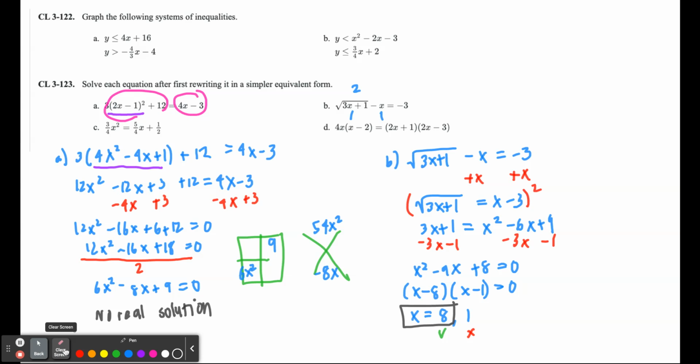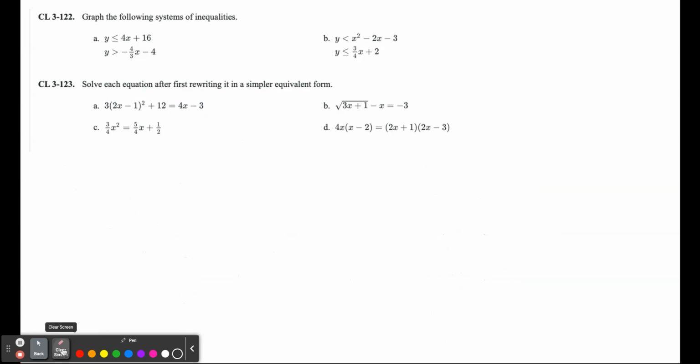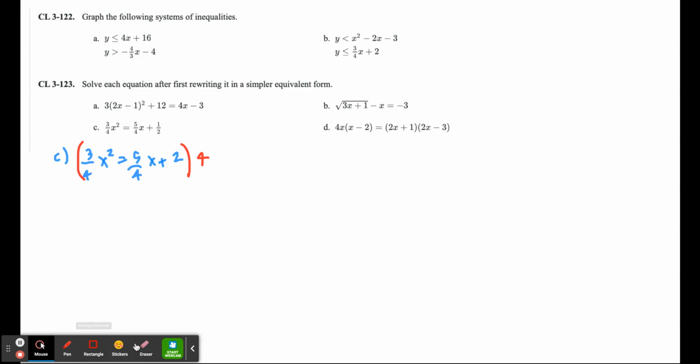Okay, let's move on to the next two. So for C, you really should get rid of those fractions. So multiply by 4. And then, oops, I wrote the problem down wrong. So then you get 3x squared plus 5x plus 2, or, did that wrong too.